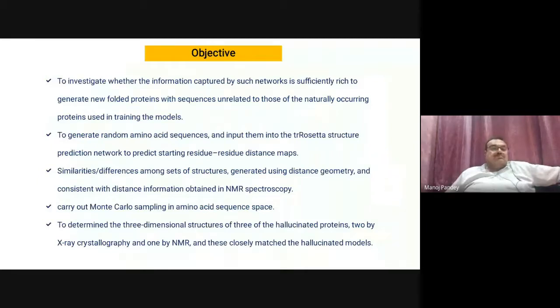The objective is to investigate whether the information captured by such a network is sufficiently rich to generate new fold proteins with sequences unrelated to those of naturally occurring proteins used in training the models. To generate random amino acid sequences and input them into a trRosetta structure prediction network to predict starting residue distance maps, similarities and dissimilarities among the sets of structures generated during the distance geometry, and consistent with the distance information obtained in NMR spectroscopy. Carry out Monte Carlo sampling in amino acid sequence space to determine the 3D structures of three of the hallucinated proteins, two by X-ray crystallography, one by NMR, and these closely matched the hallucinated models.